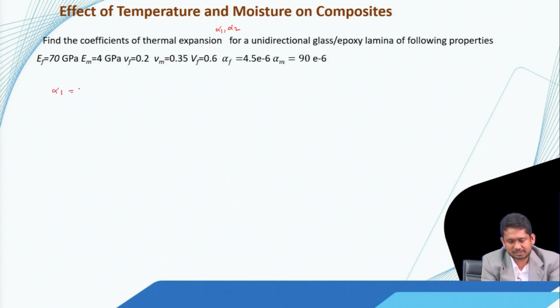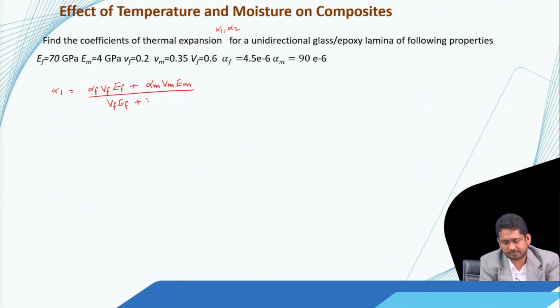So, alpha 1 is alpha f multiplied by Vf into Ef plus alpha m multiplied by Vm into Em, divided by Vf into Ef plus Vm into Em. Here in this example the properties of the fibers are also isotropic.